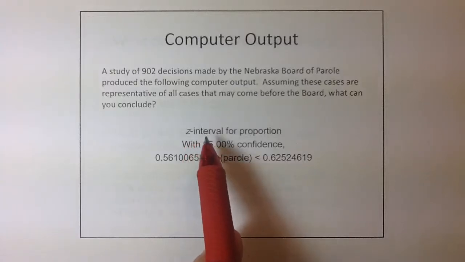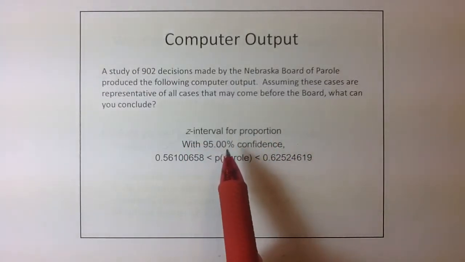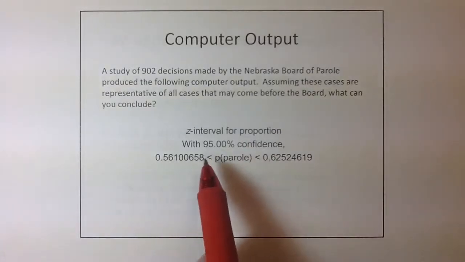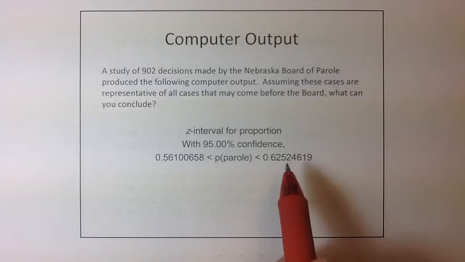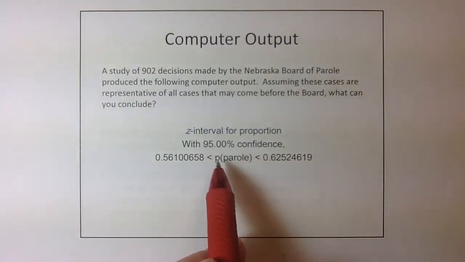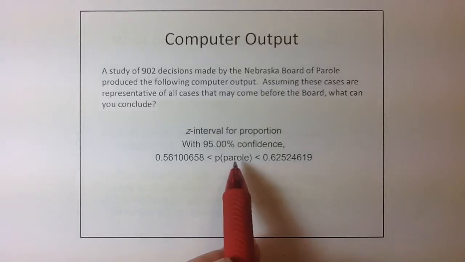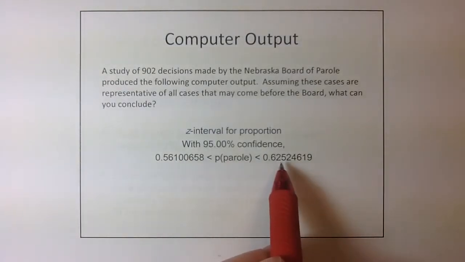So they made a z-interval for proportion, so they've done a confidence interval with 95% confidence, and they're using inequality notation instead of interval notation. P of parole, the proportion of parole, is between 56.1% and 62.5%.